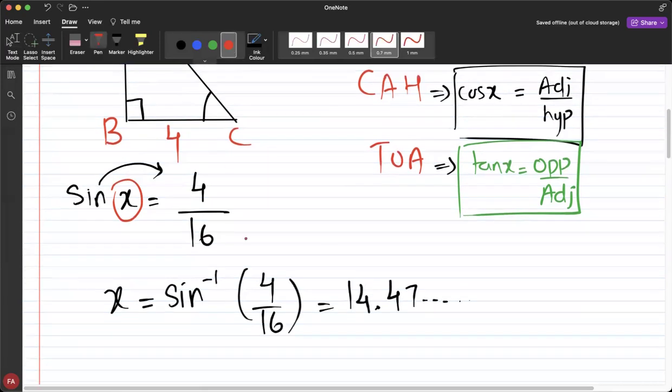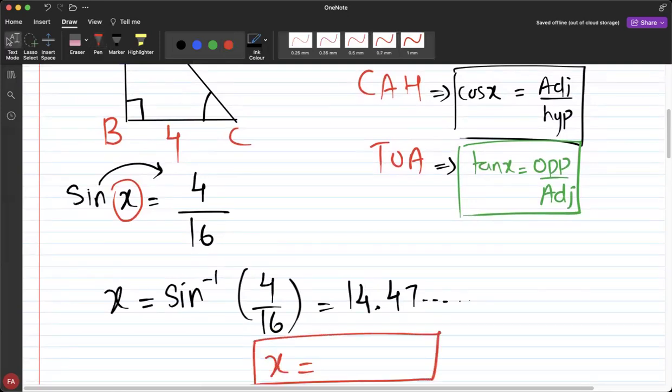Now, when it comes to angles, there's a very fixed convention that we have, and that is in O levels and IGCSE, we round this to correct to 1 decimal place. That means I can write down my answer as 14.5 degrees.